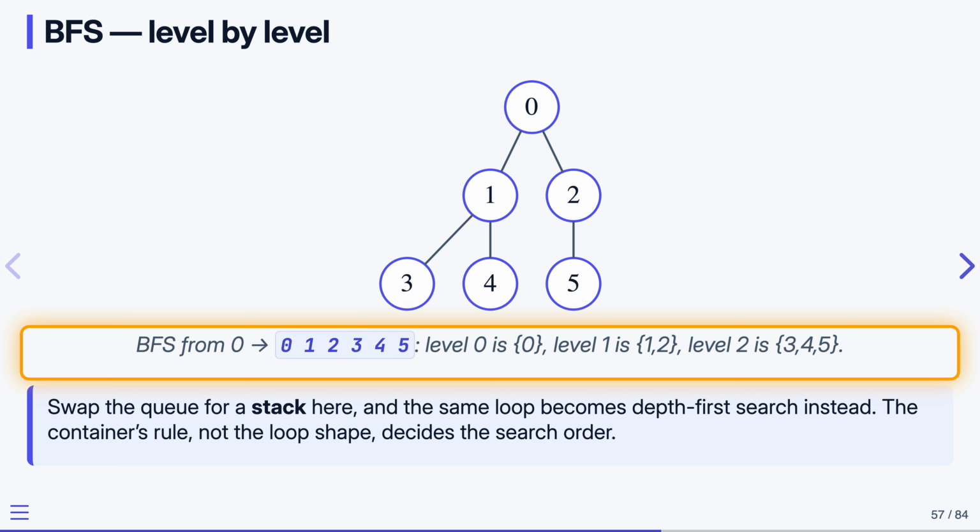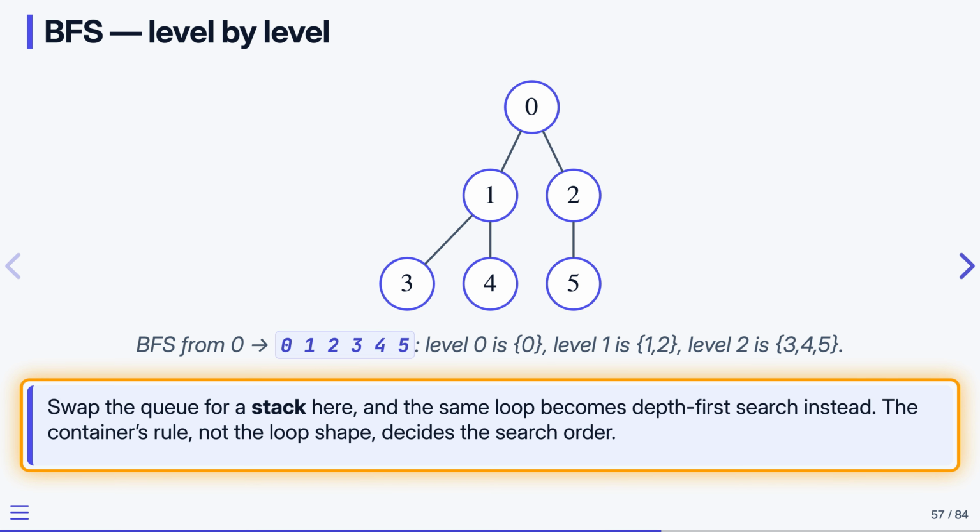Look at the graph. Starting from 0, the queue spreads the search out layer by layer. Level 0 is just node 0. Level 1 is 1 and 2. Level 2 is 3, 4, 5. So the visit order is 0, 1, 2, 3, 4, 5. Now swap the queue for a stack, and the very same loop becomes depth-first search. The container's rule decides the search order, not the shape of the loop.